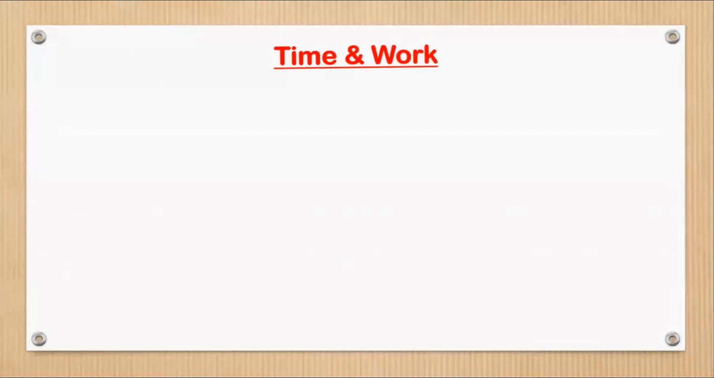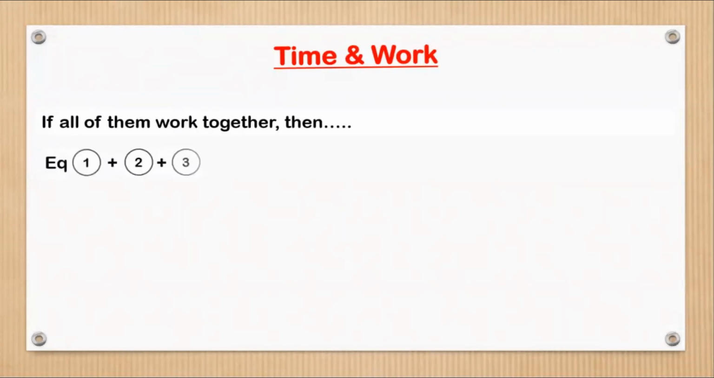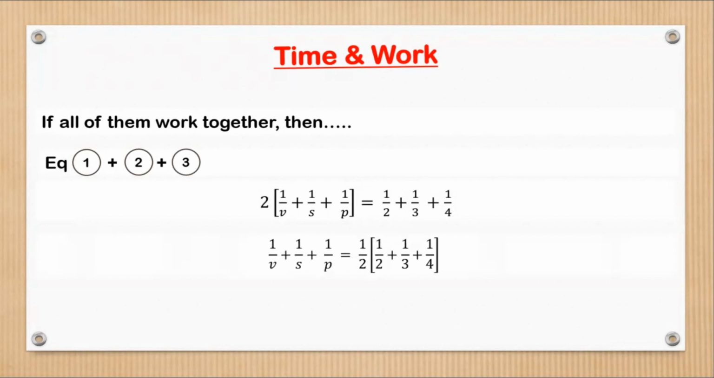If all of them work together, equation 1 plus equation 2 plus equation 3, we get it this way. Because if you add all the three equations, 1/V is twice, 1/S is twice, 1/P is twice. I took 2 common and I've written it like this. Now in the next step, I'll transpose 2 to the other side. Then we get 1/V plus 1/S plus 1/P is equal to half of the same RHS.